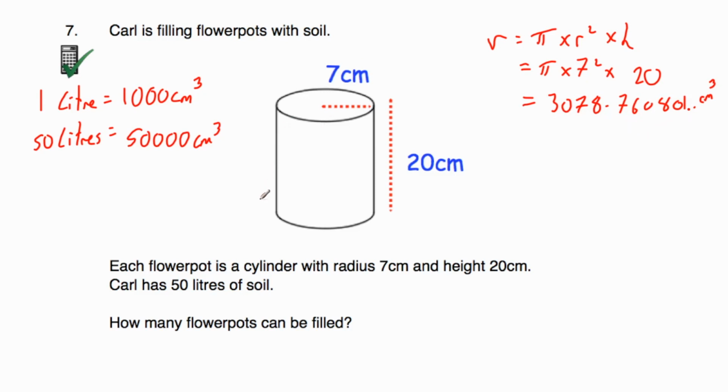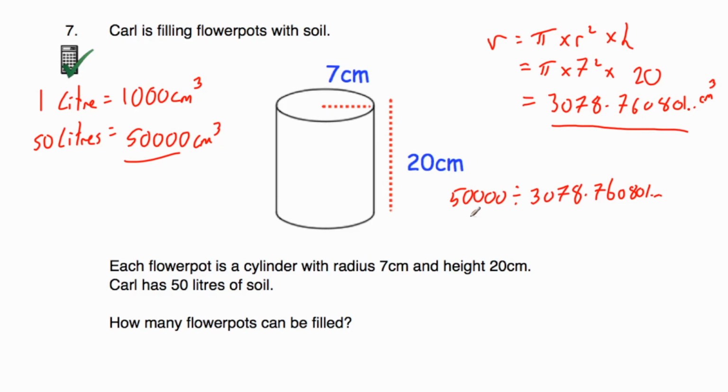So Carl's going to fill up as many of these as he can using his 50,000 centimetres cubed. So if we divide his 50,000 by how much soil can fit into one flower pot, we can then see how many he can fill. So let's do 50,000 divided by 3,078.760801 and so on. And I try not to round if I can avoid it, because if I round it, it might affect the accuracy of my answer.